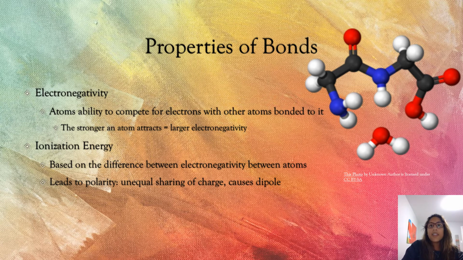Secondly, ionization energy is based on the difference in electronegativity between atoms and gives us an idea of the polarity in the bond. Polarity comes from the unequal sharing of electrons between two atoms. If electrons are displaced towards the more nonmetallic element, this would be referred to as a polar covalent bond. This polarity will lead to an unequal sharing of charge and cause a dipole, which is a partial negative charge on the more nonmetallic element and a correspondingly partial positive charge on the other atom.